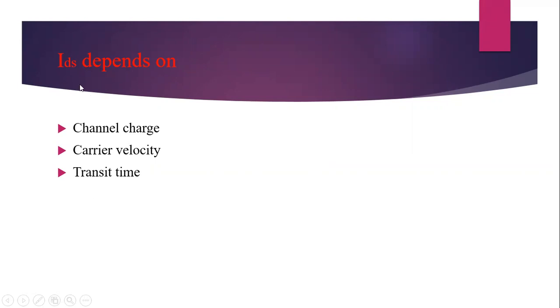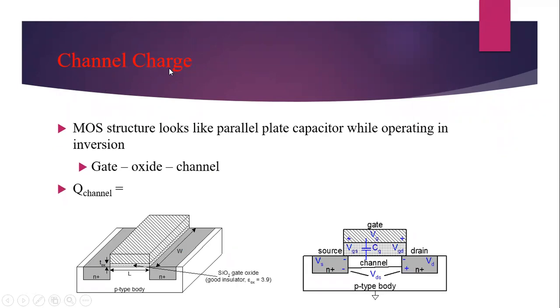Now we are going to derive the equation for this, and it depends on channel charge, carrier velocity and transit time. First we derive the equation for channel charge. The working principle of this MOSFET is a parallel plate capacitor. In the parallel plate capacitor concept, if you have two conducting plates separated by a distance d, charge is developed on the opposite sides of each conducting plate. So this is the concept of a parallel plate capacitor.